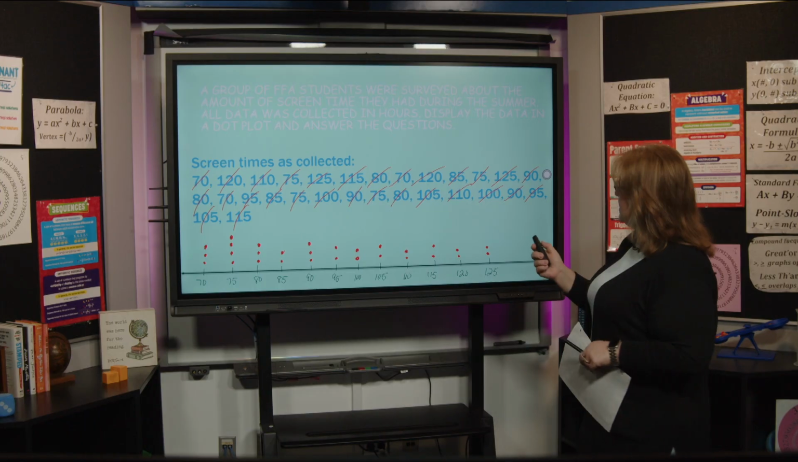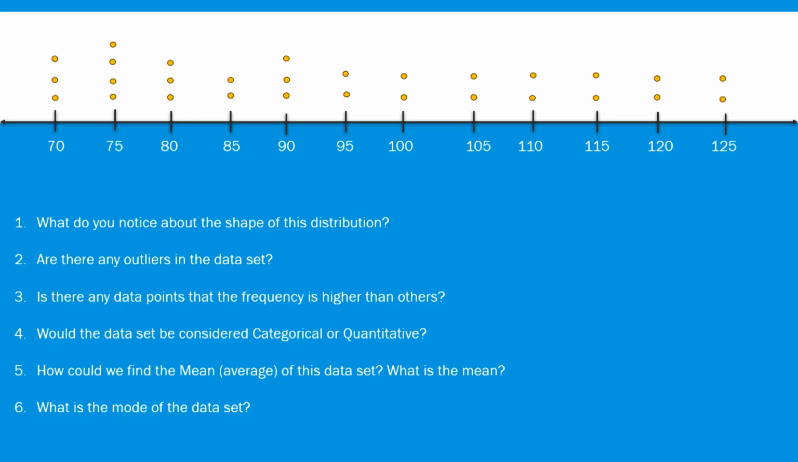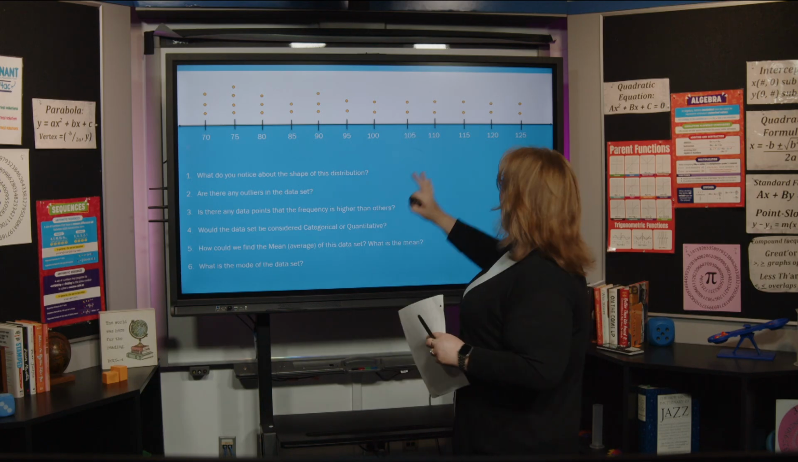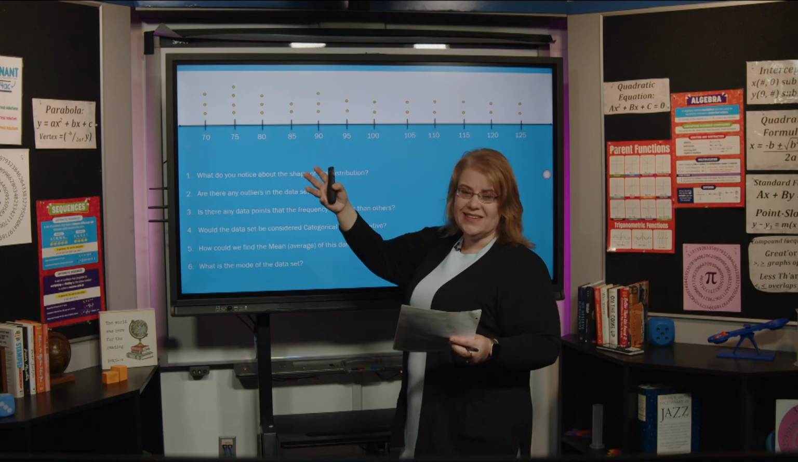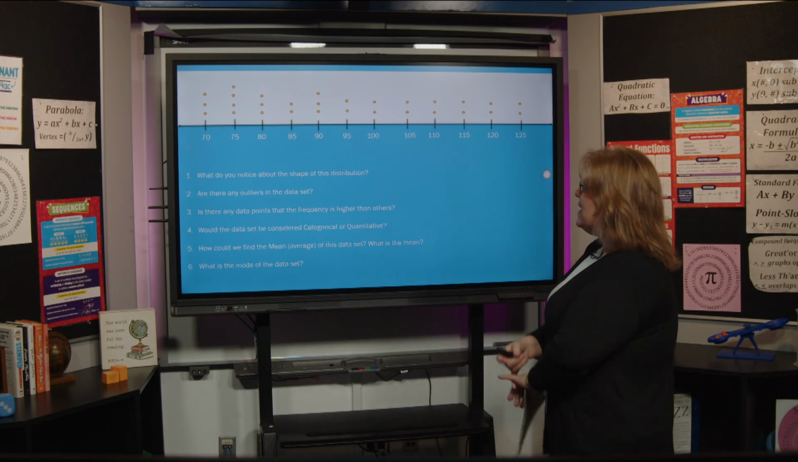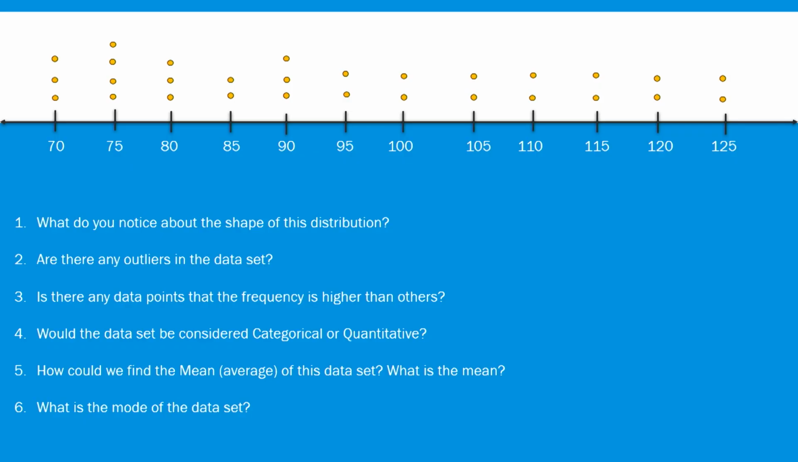So let's see what else it says. So this is another representation of what we just plotted or graphed. I just put it a little bit more clear because Ms. Killen doesn't write that well. So let's go ahead and answer these questions. So let's see what they say. What do you notice about the shape of this distribution?